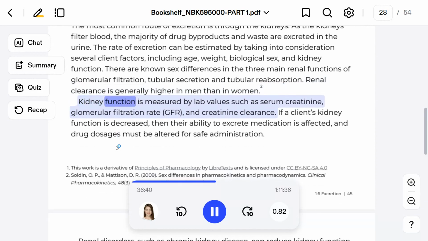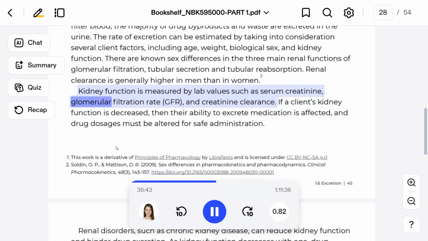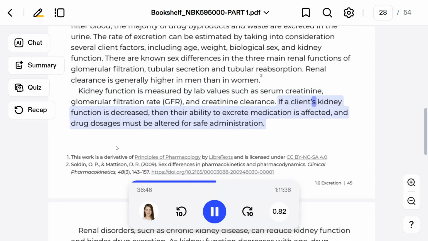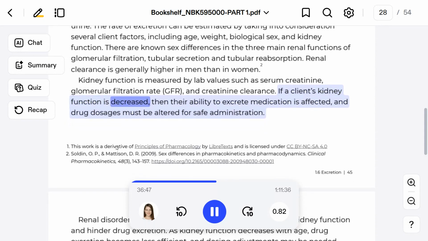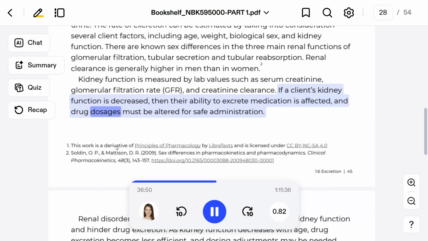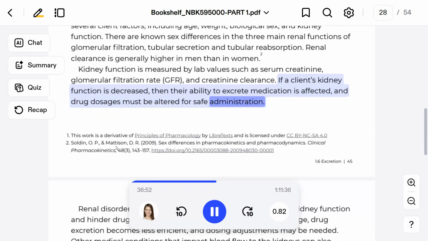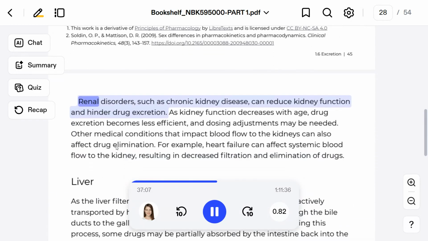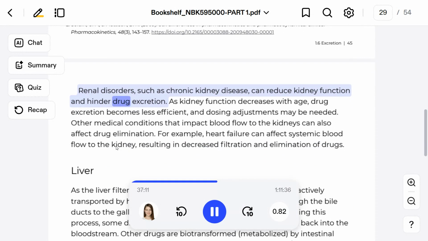Kidney function is measured by lab values such as serum creatinine, glomerular filtration rate, and creatinine clearance. If a client's kidney function is decreased, then their ability to excrete medication is affected, and drug dosages must be altered for safe administration. Renal disorders, such as chronic kidney disease, can reduce kidney function and hinder drug excretion.